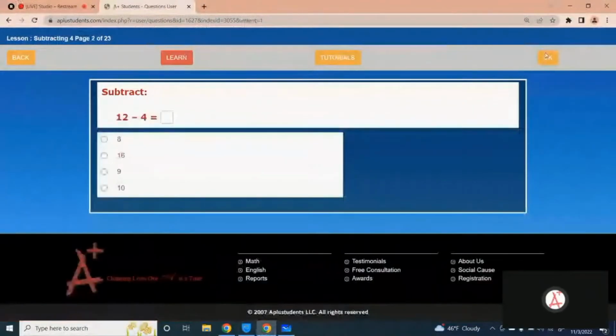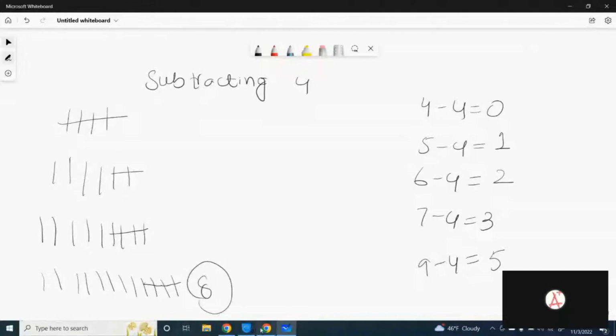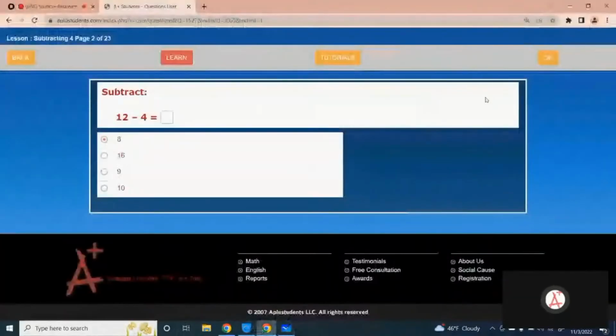Okay, the next one is 12 take away 4. Just make 12 lines, take away 4 of them. 1, 2, 3, 4, 5, 6, 7, 8, 9, 10, 11, 12. So just remove 4 of them, 1, 2, 3, 4. Now count the leftover lines. You are left with 8. Got it? So 12 take away 4 is 8. So select the correct option and then click on the OK button.